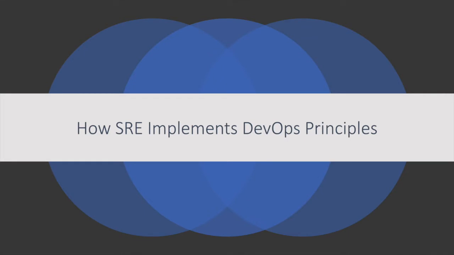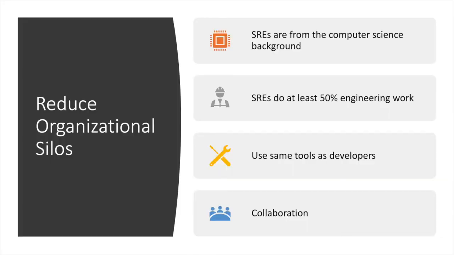Now we will see how SRE implements DevOps principles. I told you DevOps is a philosophy and SRE is an implementation. Now we will look at how SRE actually implements these principles. The first principle was reduce organizational silos. SREs are from the computer science background, and developers are from the same background, so there are no differences between them. Their goals are also quite similar: to keep the service up, keep on pushing gradual changes, and increase the velocity of this change.